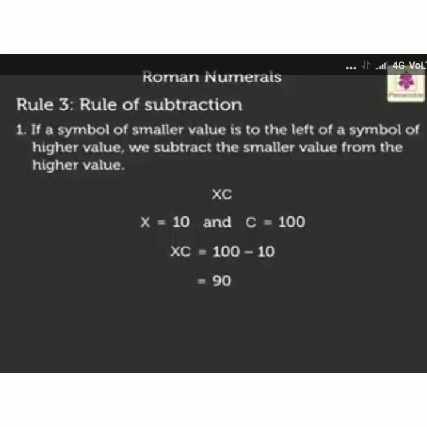The symbol of smaller value is X, and the symbol of higher value is C. C represents 100, X represents 10. X is written to the left of the greater value, so we have to subtract it from the greater value. The greater value is 100, and the smaller value is minus 10. XC is represented left to the C, so we subtract X from C. So 100 minus 10 is equal to 90.